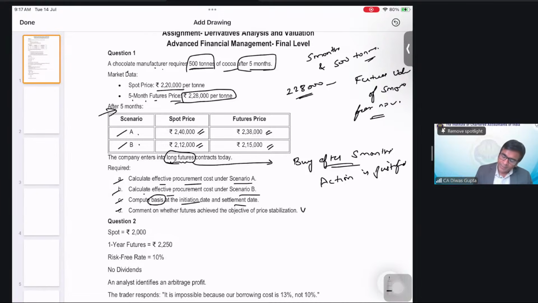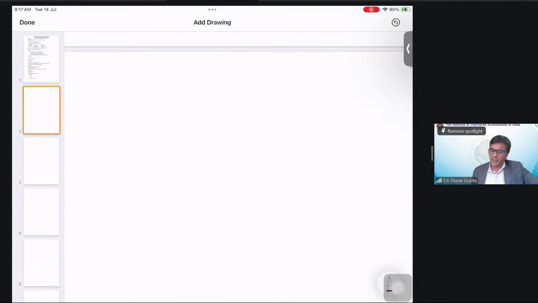This is very, very important. So it's a very good question. In a way, it is asking us to do a step-by-step analysis of what has been the procurement cost, what will be the basis, and whether the overall objective through this has been achieved or not. Because this is a question on hedging, right? We are just trying to hedge it. That's the simpler way to put it. Okay. So let's move to the solution, students.